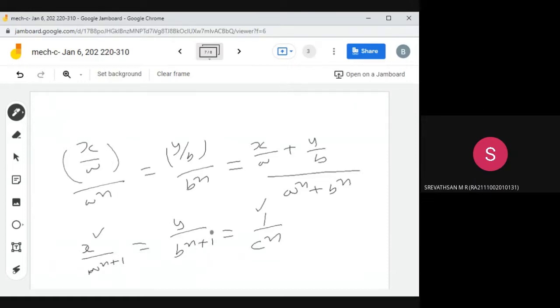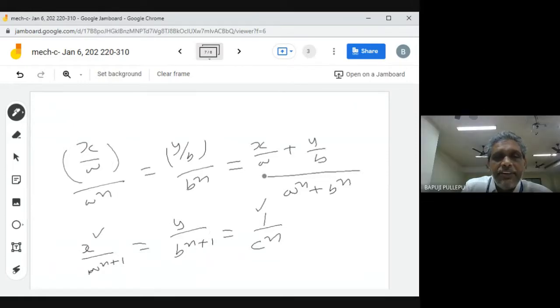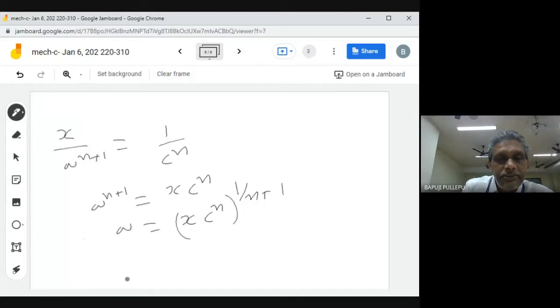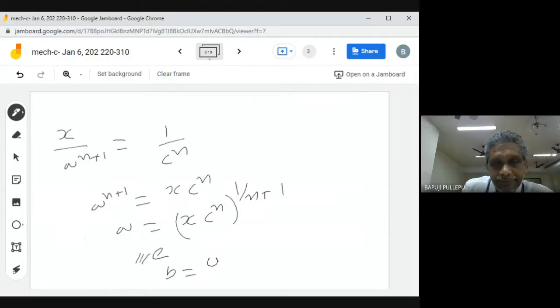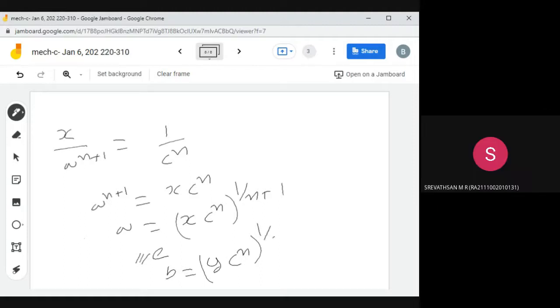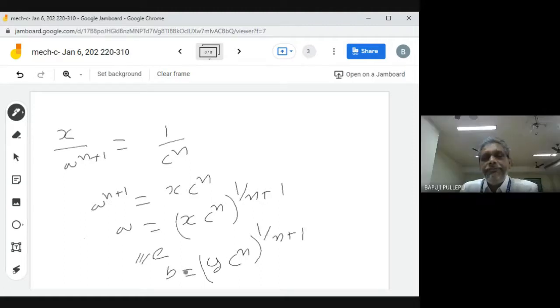Now we have found a. For b, if you do these two fellows, if you take y, b is equal to what, you will get, tell me. Similarly, can you tell immediately? b is equal to, tell me. Yes, sir. (y c^n)^(1/(n+1)). Very good. Once you know a and b, substitute in equation 1, and the job is over.